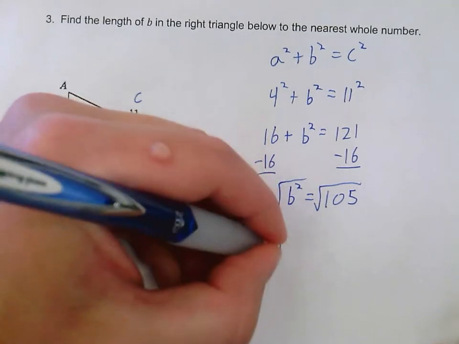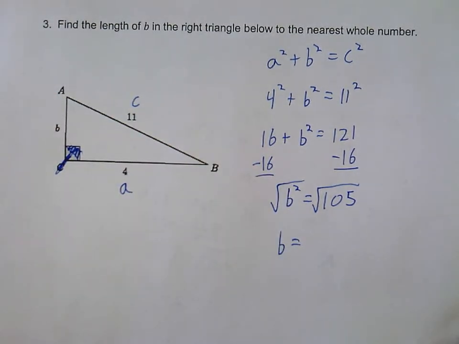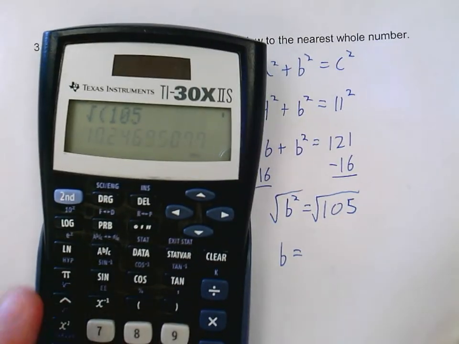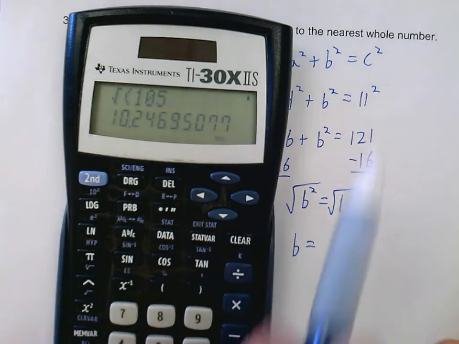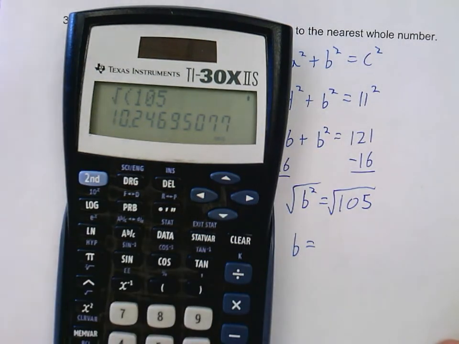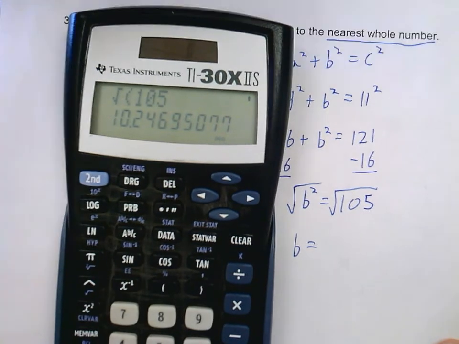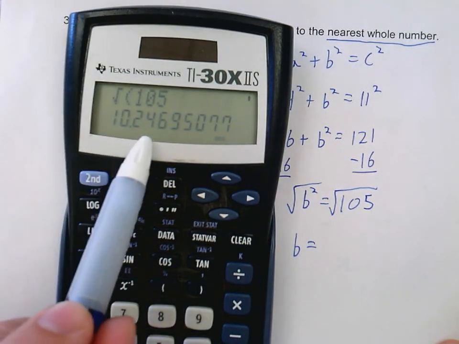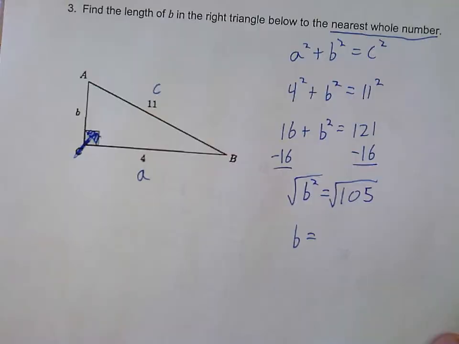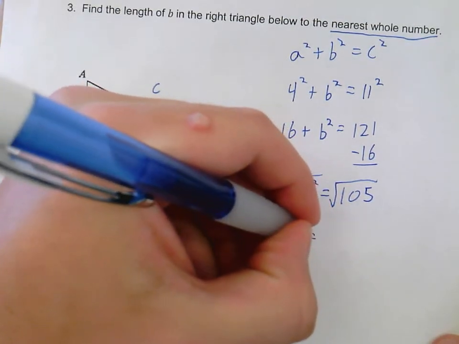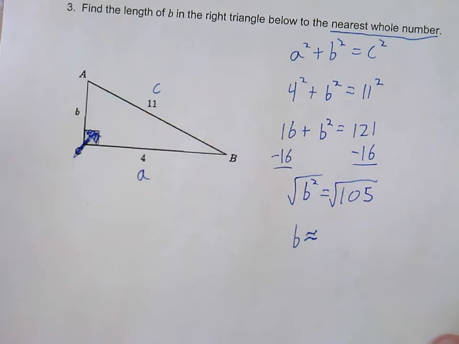And we get b equals, well, when I take the square root of 105, I get 10.2469 and so on. But it's telling me, okay, round to the nearest whole number. So let's see, I look at the place right before that whole number of 0. I look at that 2. All right, that 2 is below 5, so I'm going to stay at 10. So b equals, or is roughly, we could even make these little squiggly to say roughly or approximately 10.